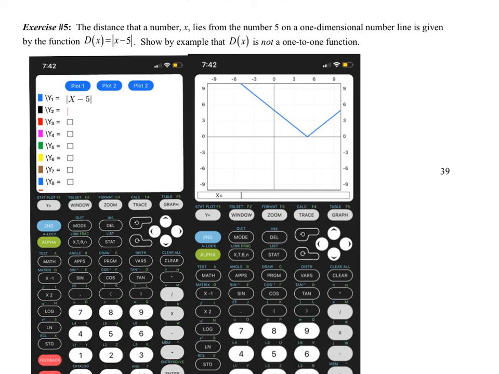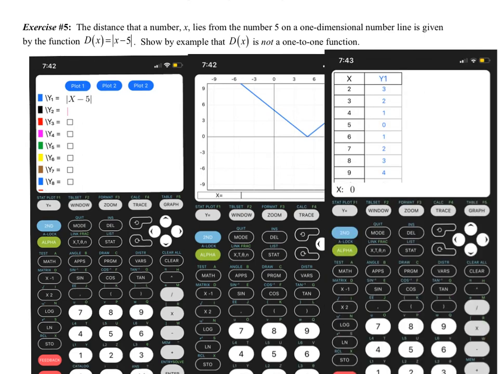So I probably could pick something right off the graph, but I am going to go to my table to verify that they're repeating and to pull a nice, neat whole number off of it. So when I go to my table, I hit second graph, I did have to scroll down a little bit to see the repeating y values. So I am going to choose this and this. Notice how my ones are repeating. So I'm going to choose 4 and 6 for my example.